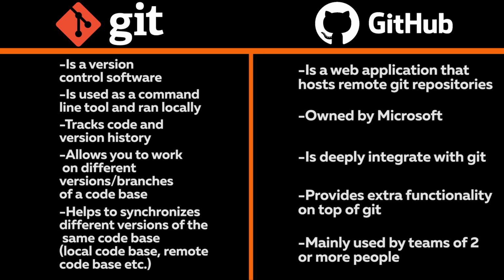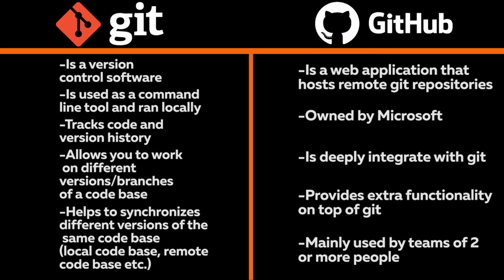Now, GitHub is usually used by teams of 2 or more people. The reason for this is that when you have a remote repository, anyone can access this repository from anywhere around the world. And so that would be kind of where your main code base lives. And then all of your developers would have a copy of this code base on their local machine, so a local Git repository. And then when they make changes locally, they would push those changes up to the remote repository that's hosted on GitHub. So those are kind of the differences between Git and GitHub.